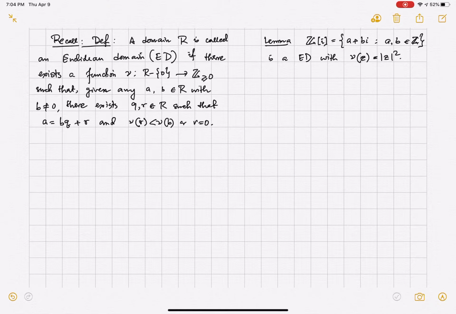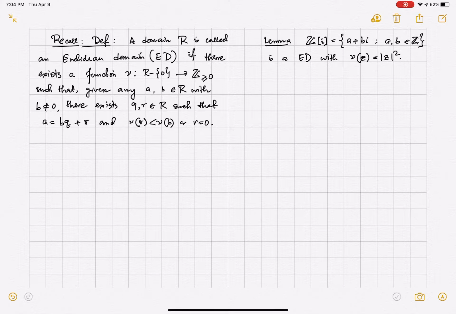So recall that a domain is called a Euclidean domain if basically the division algorithm works in there. So you have a function from the non-zero elements of R to non-negative integers called nu, such that if you give me any two elements A and B in R with B non-zero, then you can find Q and R in the ring such that A is BQ plus R, and so Q is the quotient and R is the remainder, and nu of R is strictly less than nu of B, or R is 0.